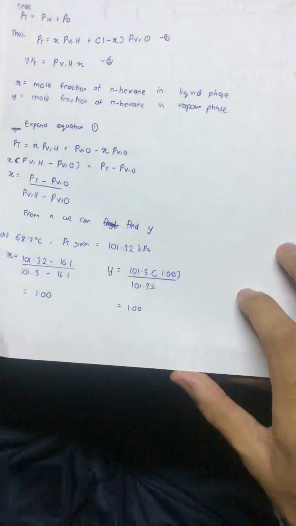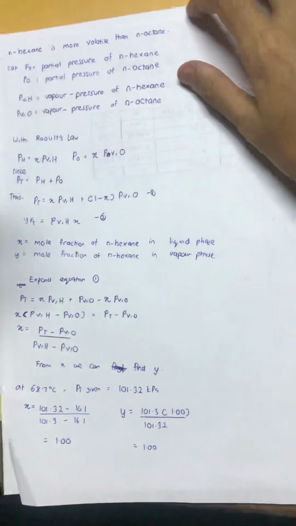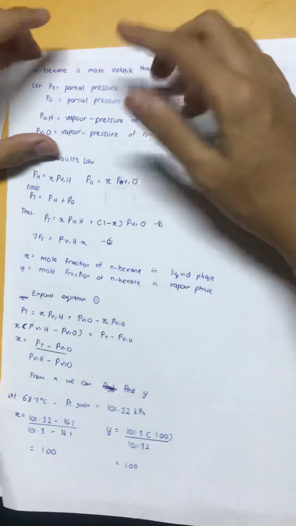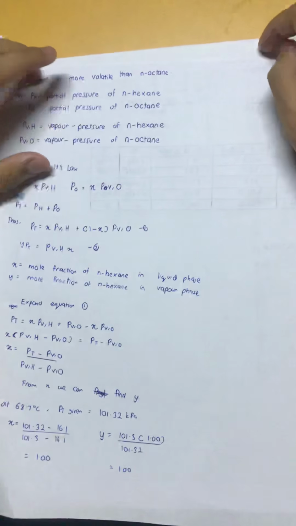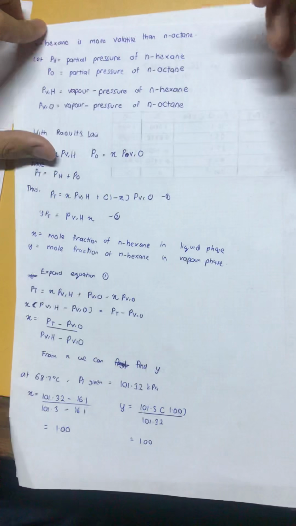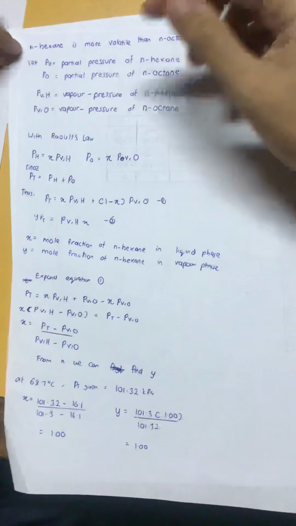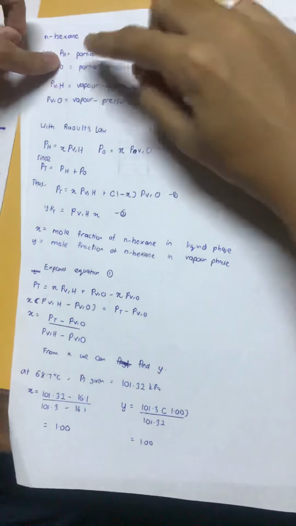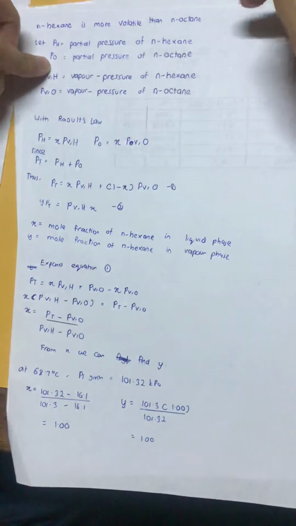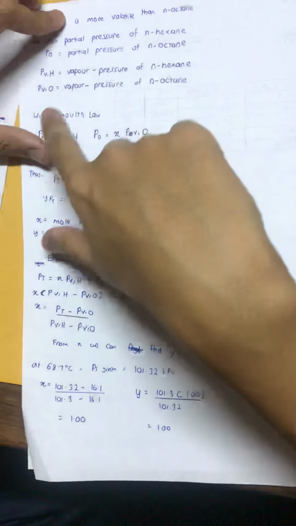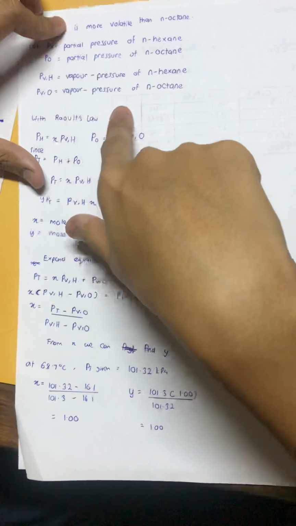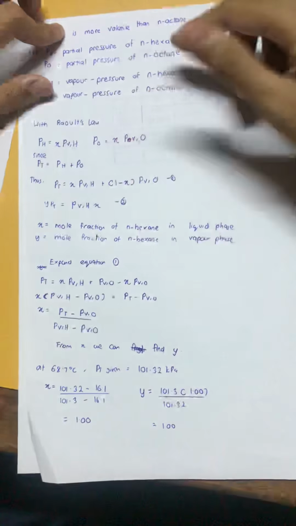I've done it beforehand, so I'll be explaining what I've done. Initially we know N-hexane is more volatile than N-octane. To make things easier, I've denoted PH as the partial pressure of N-hexane and PO as the partial pressure of N-octane. PVH is the vapor pressure of N-hexane, PVO is the vapor pressure of N-octane. So this is Raoult's Law.